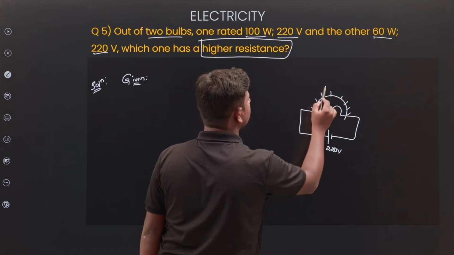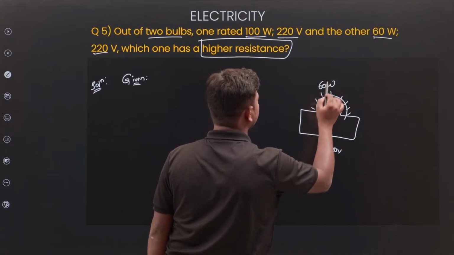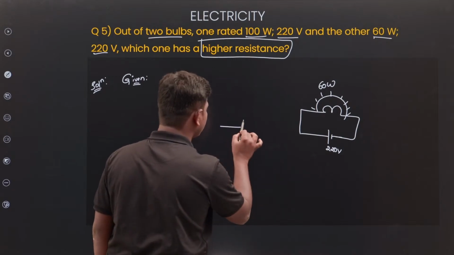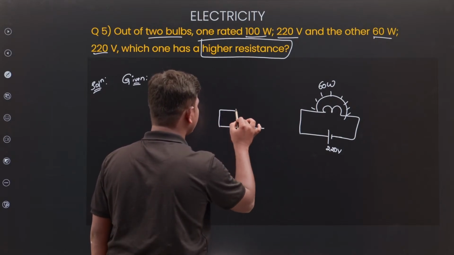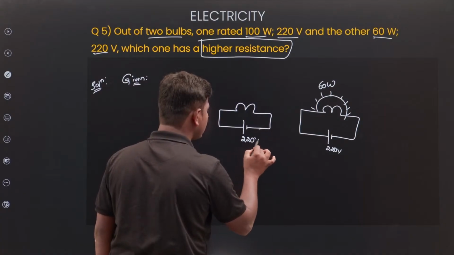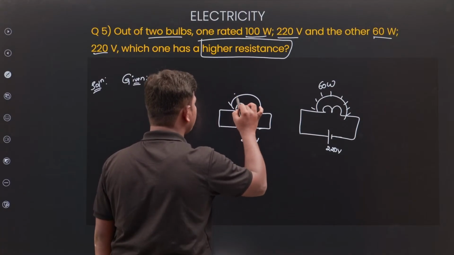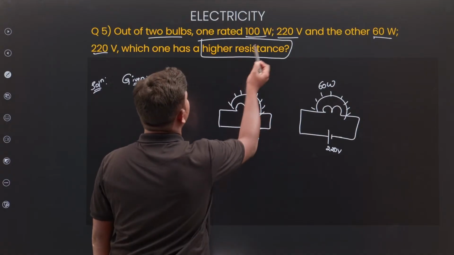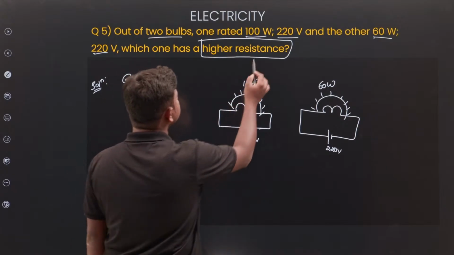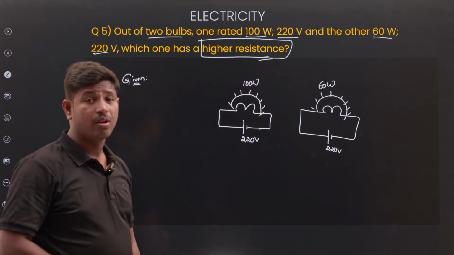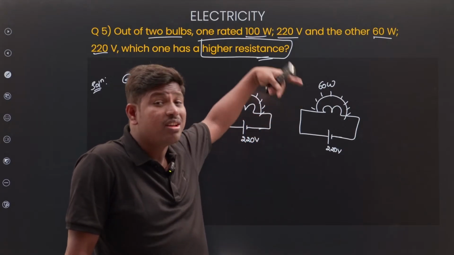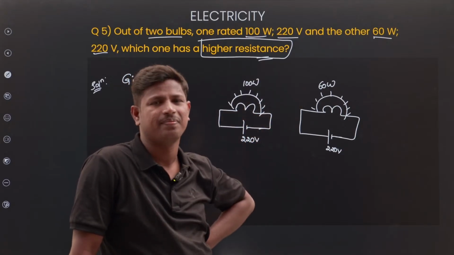So how much? 60 watts. Okay, and another one, you take another one. Here also 220 volts only, connected to the bulb. How many watts? 100 watts. So which is having high resistance? What are you going to find out? Apart from these two, which one is having high resistance?